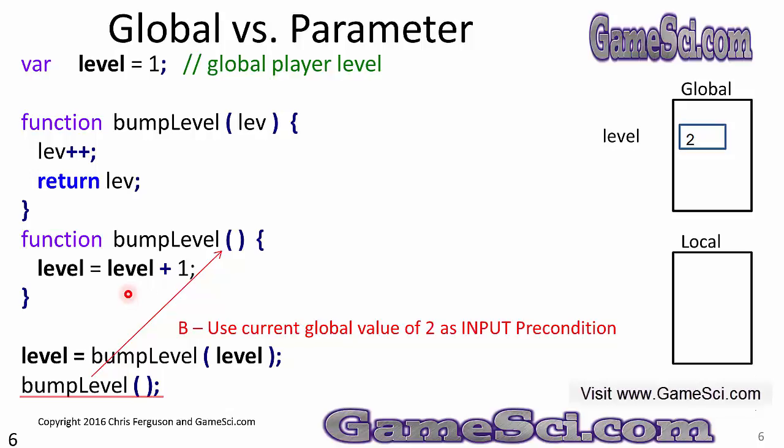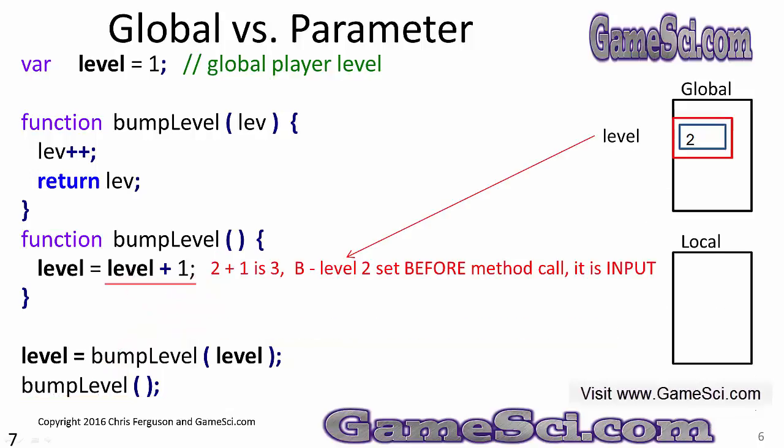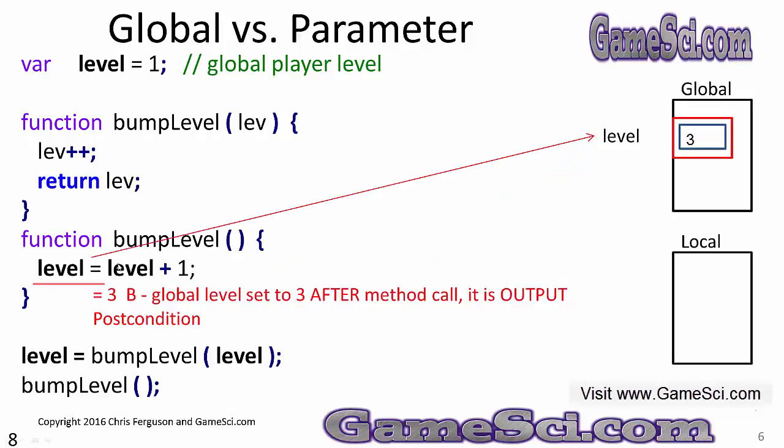And see that level right there? That's going to be the current value of 2. That 2 that's in the global variable level, we'll add 1 to it and get a result of 3. Now notice we're using option B. Level 2 was set before the method call. The value in the global variable is input to this method. 2 plus 1 is 3, so we'll take that 3 and assign it back to the global variable.